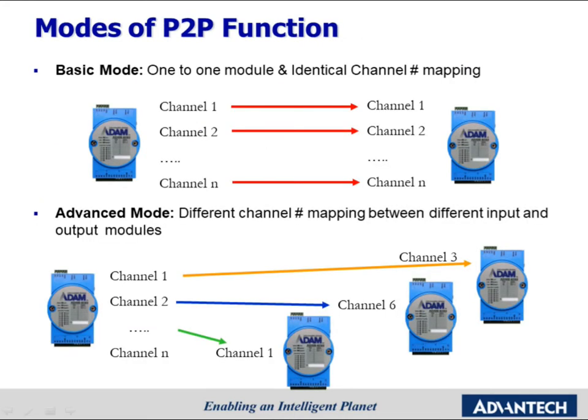There are two modes of the P2P function. The first one, basic mode, is one-to-one module with identical channel number mapping. For example, AI channel 0 is to AO channel 0. In advanced mode, you can use different channel number mapping between different input and output modules. For example here, AI channel 1 is mapped to AO channel 3, and AI channel 2 is mapped to AO channel 6.